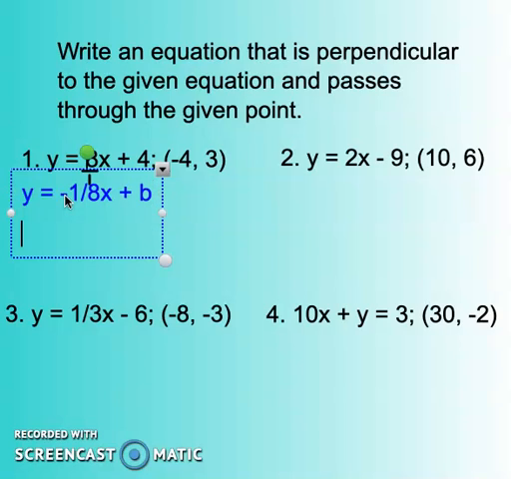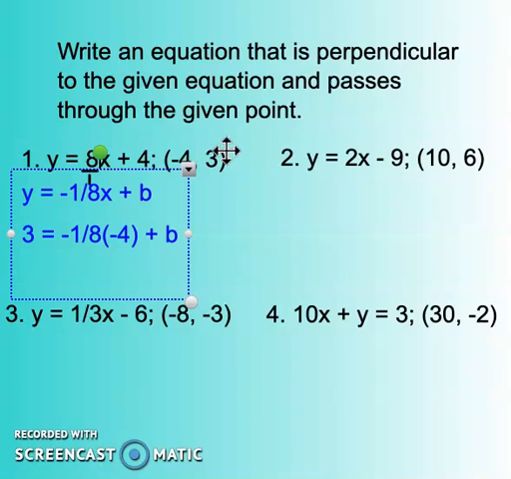Now our next step is we are going to plug in the x and the y. So 3 goes in for y. And then the -1/8, we're going to use that in just a moment, but notice it's next to x, so that means times. And then -4 goes in there, plus b. And now we need to solve for this. So we have -1/8 times -4, and really this is -4 over 1. Technically a negative times a negative would be positive, so we get +1/2 plus b.